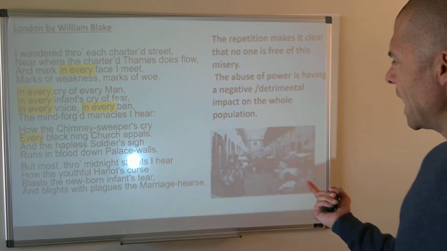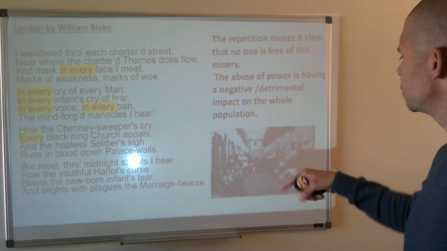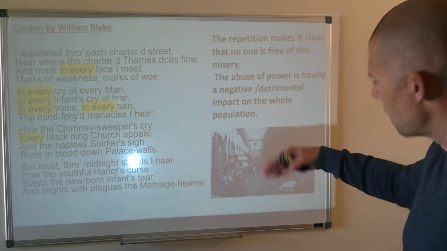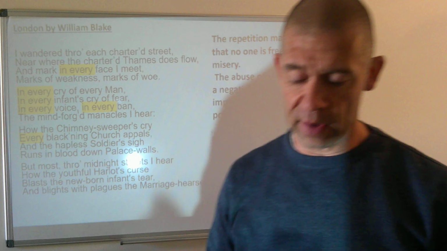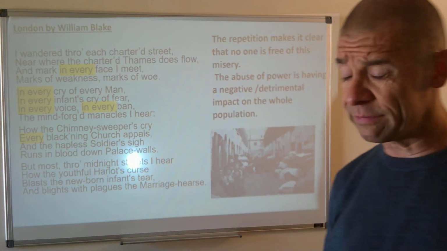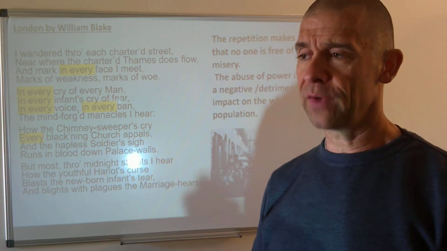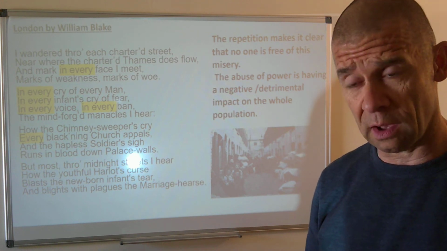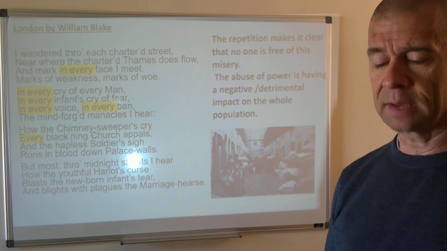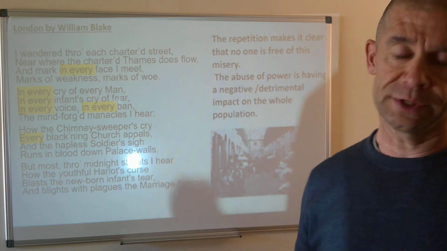And I've given you again this image of a slum-like street in London, crowded with people in overcrowded dwellings, with not enough sanitation, with insufficient sewage and fresh water, probably insufficient food. And Blake's saying in his poem that no one escapes this.